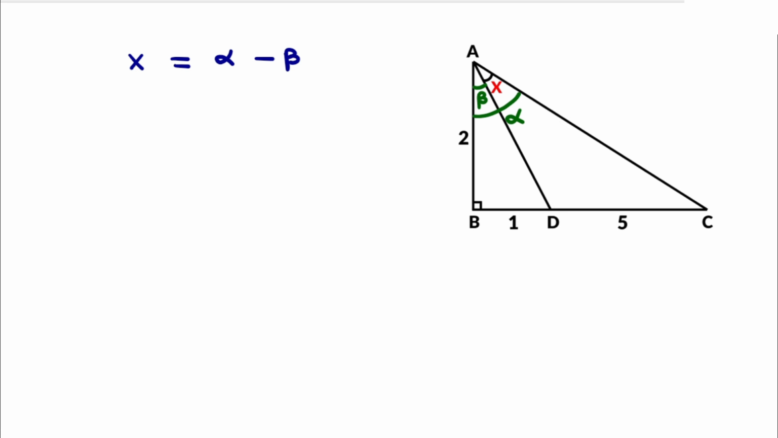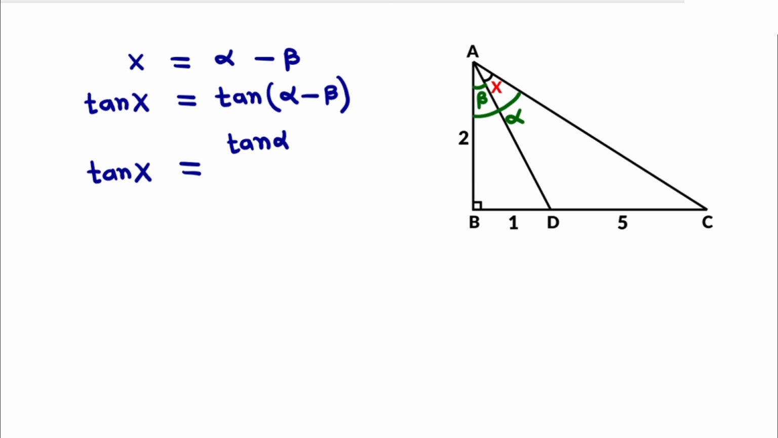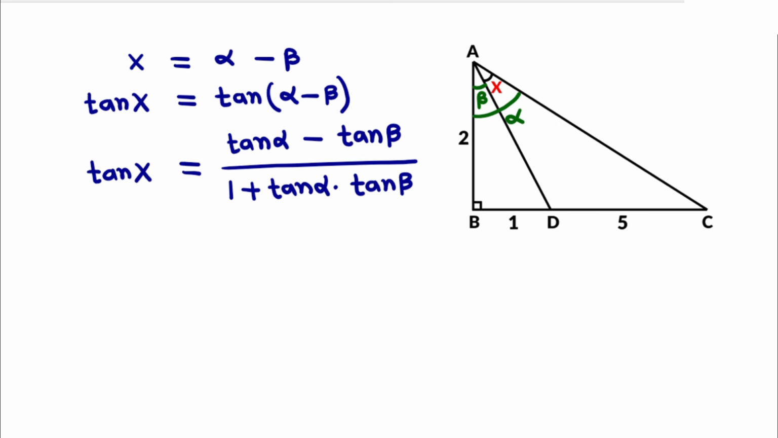Now let's take the tangent of both sides. That gives us tangent of x equals tangent of the quantity alpha minus beta. And now we can use the tangent subtraction formula. Tangent of x equals the tangent of alpha minus the tangent of beta, all divided by 1 plus the tangent of alpha multiplied by the tangent of beta. So all we need are the values of tangent alpha and tangent beta.